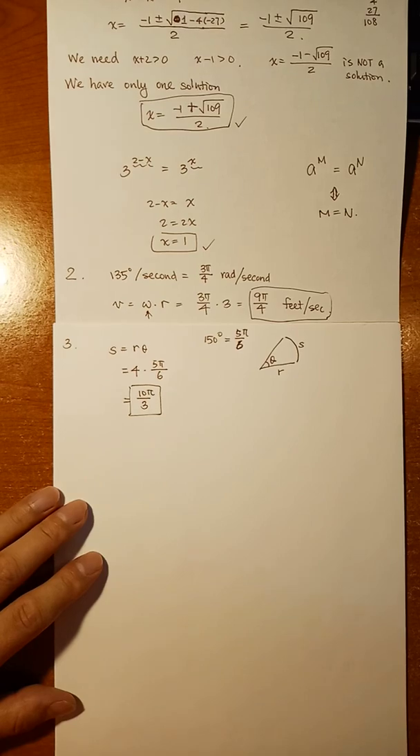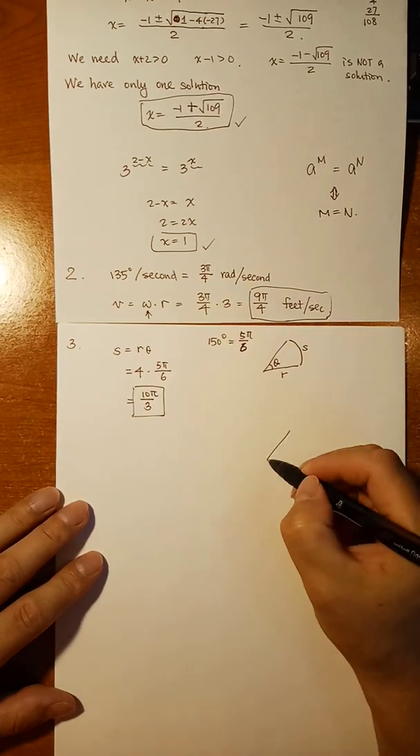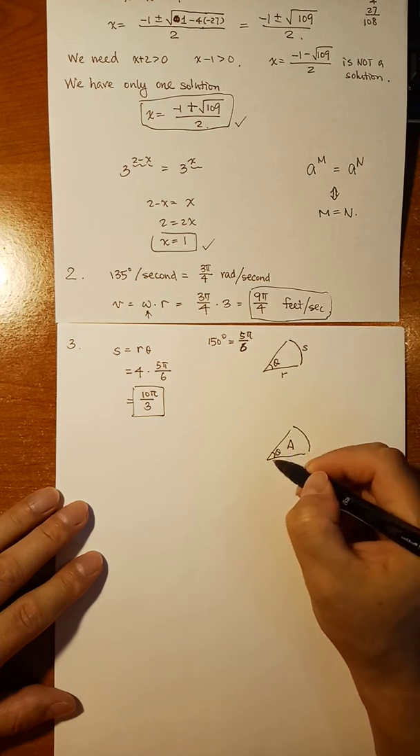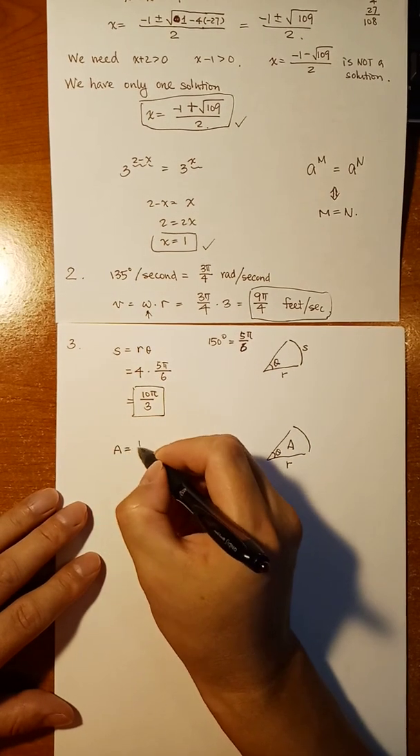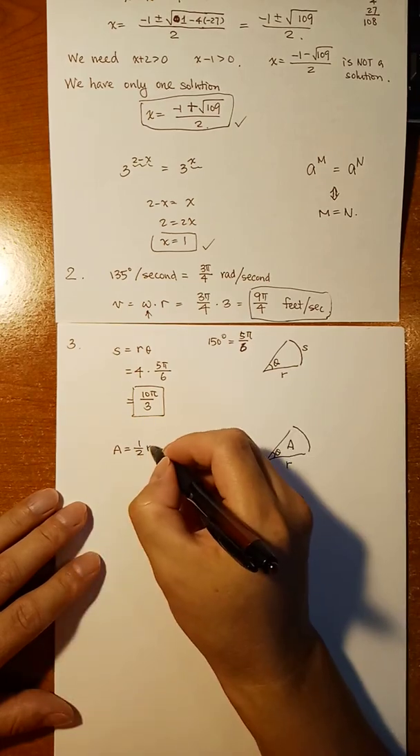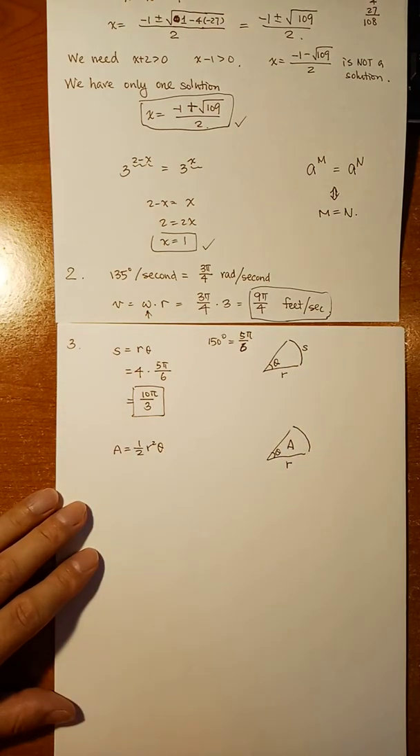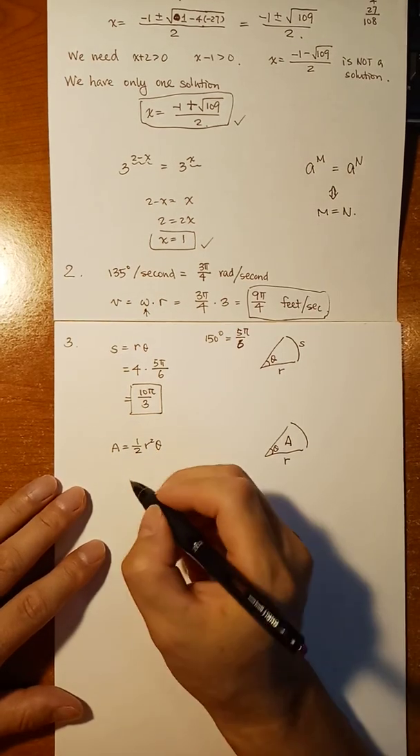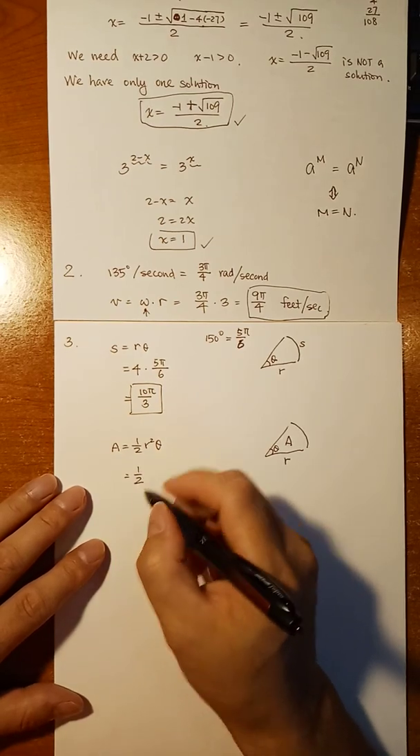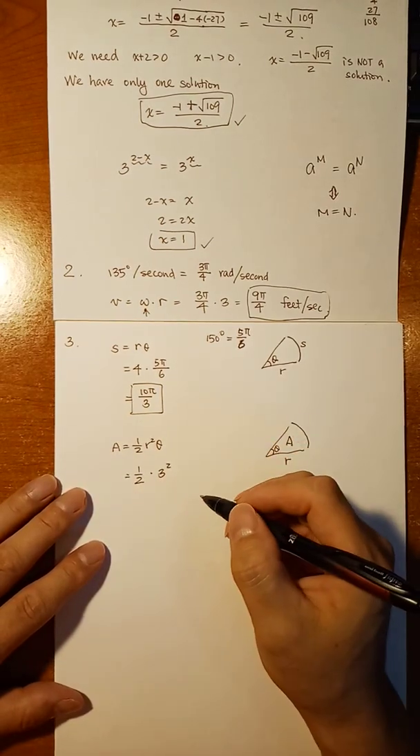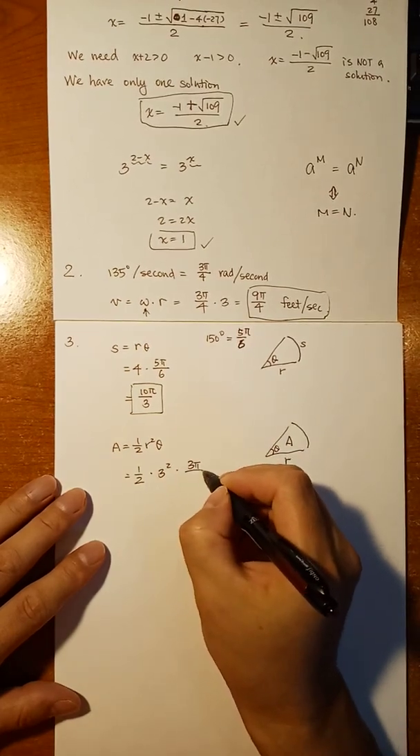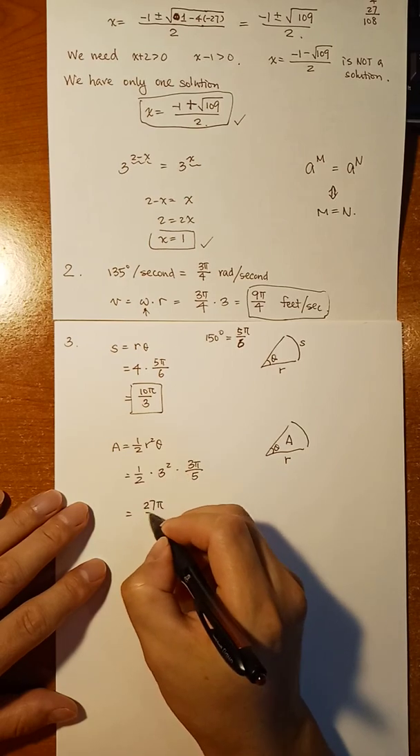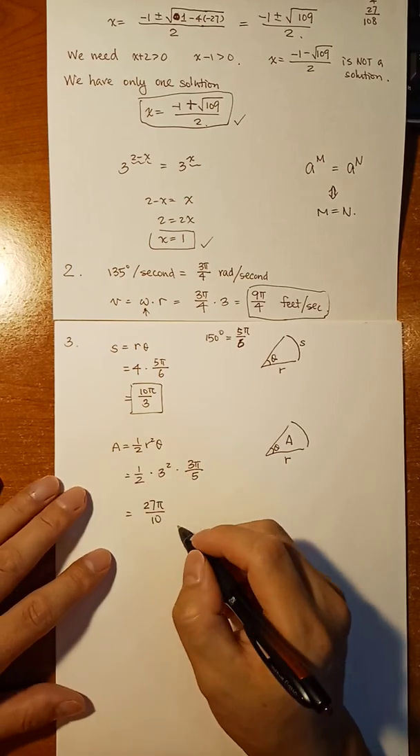And the area, the same graph, angle theta, radius, and the area of this pizza slice is 1/2 r squared theta. Again, for this one you should use the radian. So it's 1/2, r is 3 meters, so 3 meters squared, theta is 3 pi over 5. You already have 3 pi over 5. So you get 27 pi over 10 meters squared.